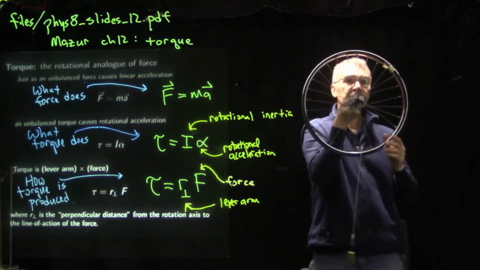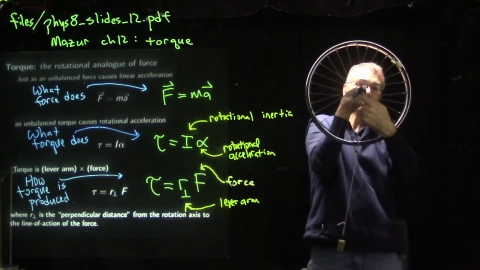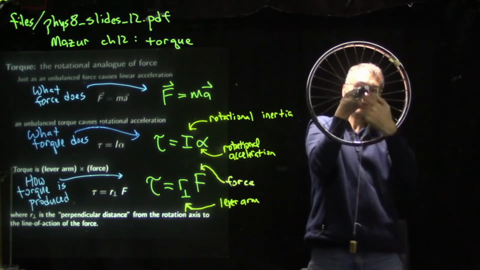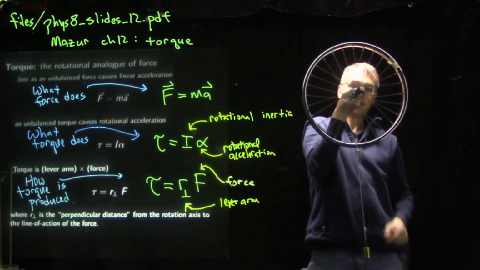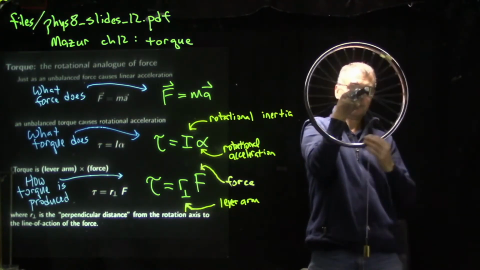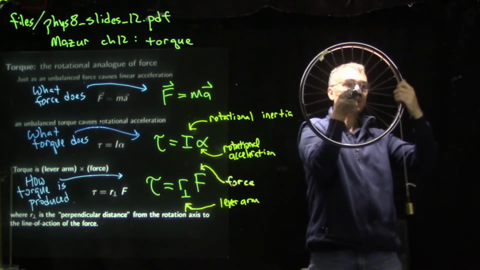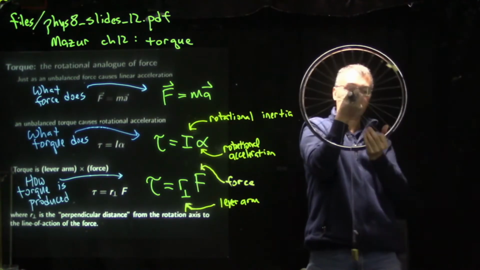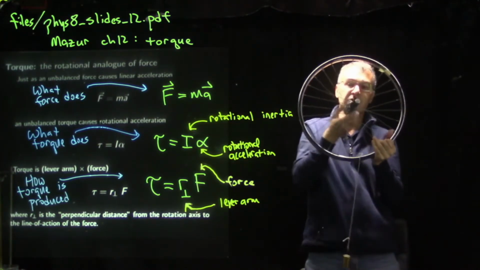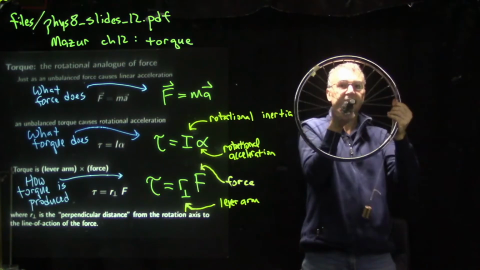We say perpendicular distance because you see I could apply the force at a big distance from the axle, but this is a vertical displacement and a vertical force, so I get no torque. But if I apply that same vertical force at a big horizontal displacement from the axis of rotation, which is the axle of this bicycle wheel, I get a big torque.